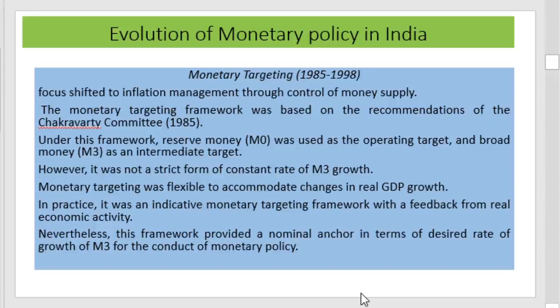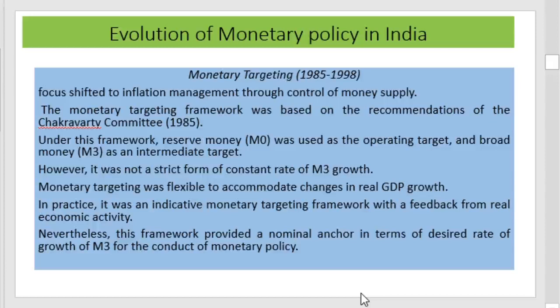The monetary targeting framework was based on the recommendation of the Chakravarty Committee of 1985. That is, in order to control inflation, it is better to depend on money supply control than on credit planning, as was suggested by the Chakravarty Committee in 1985. Under this framework, reserve money was used as the operating target and broad money as an intermediate target.